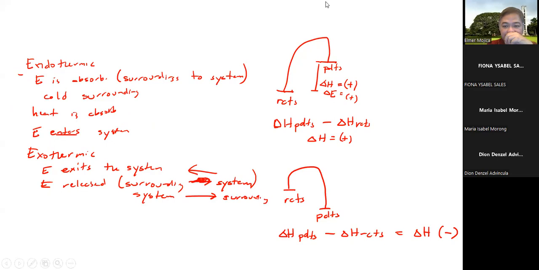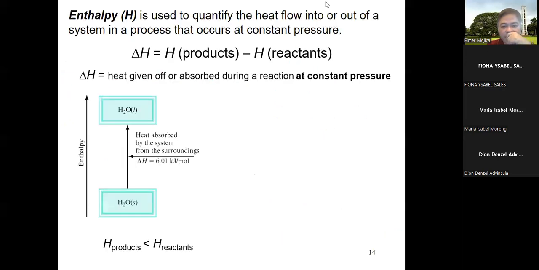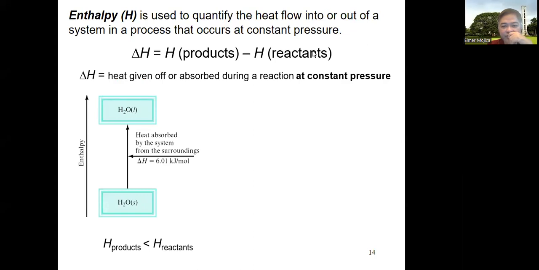Now we can have a specific example here, like this one. So we're going to look at it in terms of enthalpy. Can you see the enthalpy slide, class? Yes, po. Okay, so when we're talking about enthalpy, it's used to quantify the heat flow into or out of a system in a process that occurs at constant pressure. Okay, so the delta H can be heat that is given up or absorbed during a reaction at constant pressure.